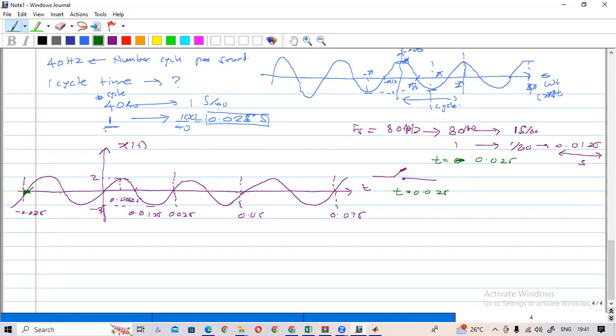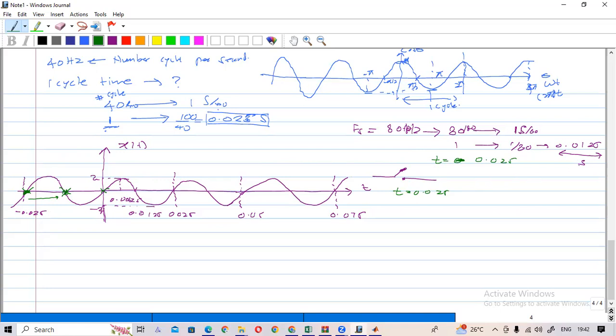0.0127. That means here. From here, you calculate 0.0127. So that means you are here. You are getting again another sample. So that sample is here. Again, after 0.125 seconds, you get another sample. So it will be here.